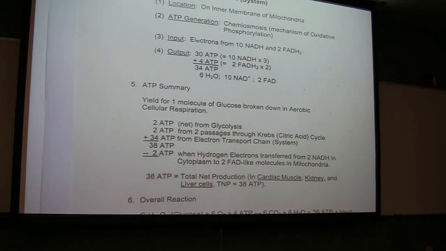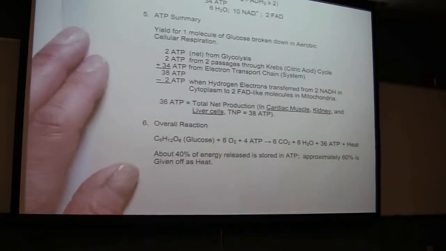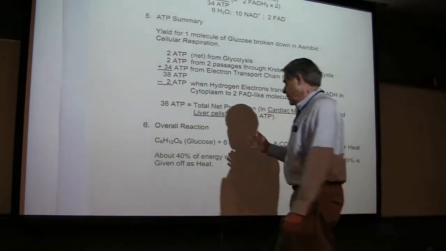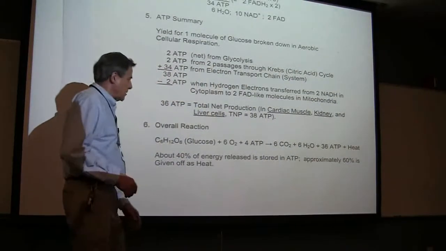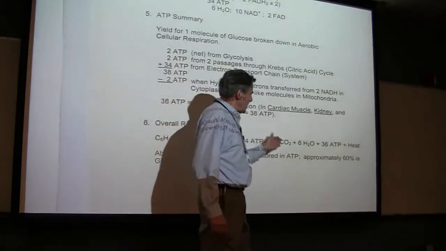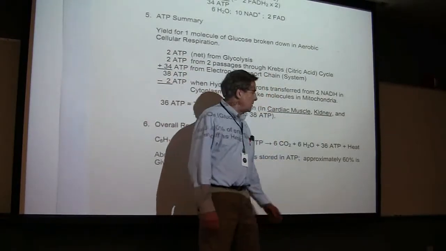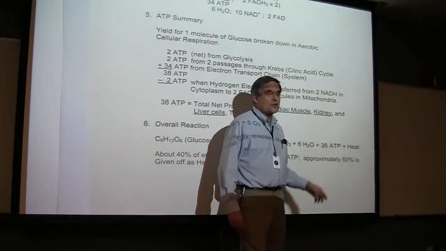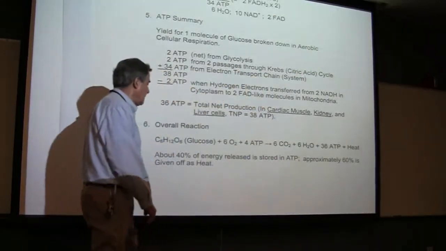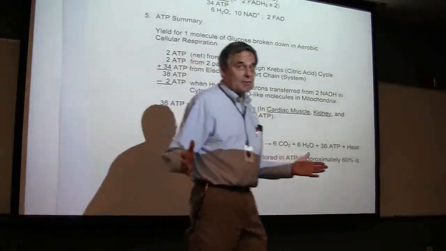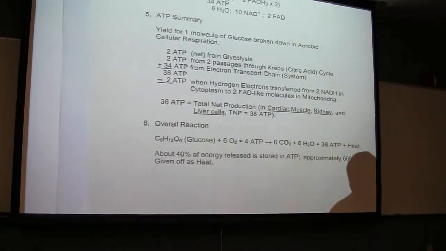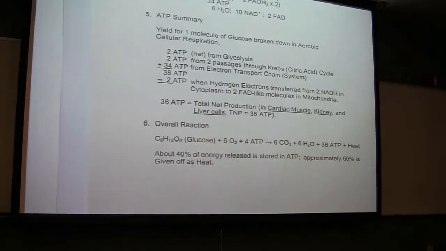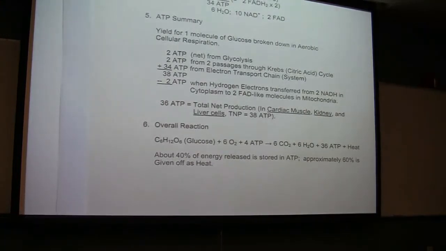Okay, so the overall reaction, you see right here, C6H12O6, that's the general molecular formula for a 6-carbon sugar like glucose, 6 oxygen, 36 ATPs, you get 6 carbon dioxide, 6 waters, and your energy, most in the form of heat, about 60%, the remaining 40% or so, 36 ATP. Okay? And again, that's pretty good efficiency. Better than any human-built engine I'm aware of. Okay? If you get that kind of efficiency in your engine, I'd like to know what you're driving.